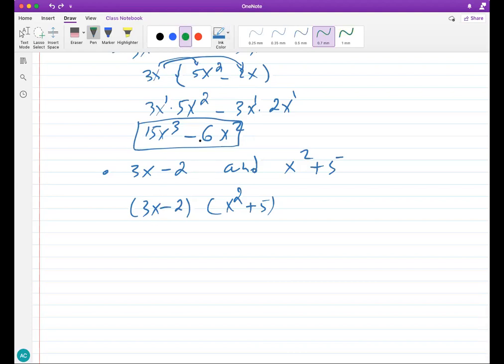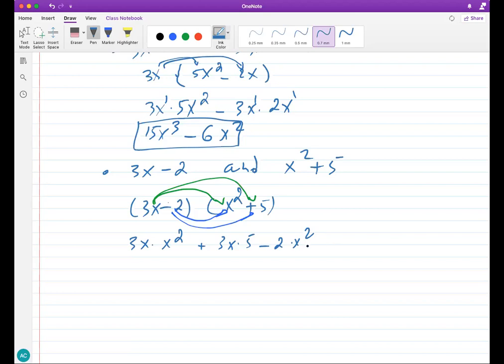So we do what we call the FOIL method, or simply the distributive property. So we're going to multiply that way first. It will be 3x times x to the second. And again, 3x times 5 will be positive. Once we finish with the 3x, we're going to do the same thing with negative 2. We're going to times here and here. Negative 2 times x to the second, and also negative 2 times positive 5, so it's going to be negative.